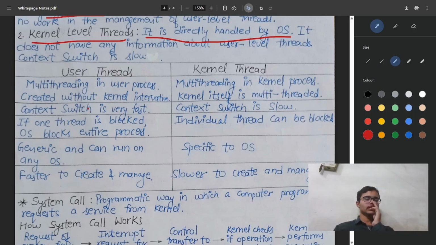The point here is that in user level threads, the process is divided into multiple threads, but the OS does not have any knowledge that this process has multiple threads. It only executes the user level process as a normal process. But in kernel level threads, the OS itself divides the process into multiple threads. Context switch is very fast in user level threads and slow in kernel level threads.